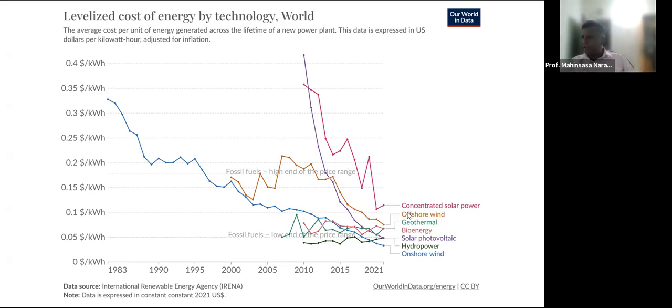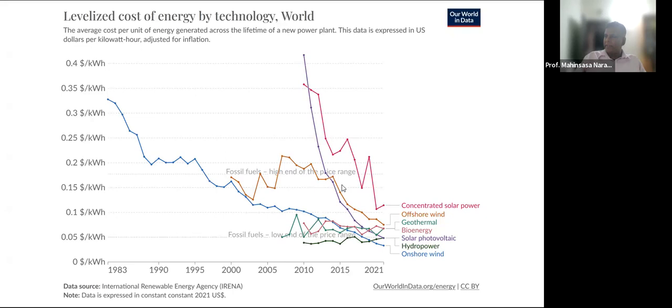Now, comparatively, you can see the lowest is onshore wind. The next is hydro, and the solar photovoltaic is there. And the bioenergy, then offshore wind also, as well as concentrated solar power. Now it is considerably competitive, all of these sources of energy compared to maybe fossil fuel. Now, that's a very good potential, a very good trend.